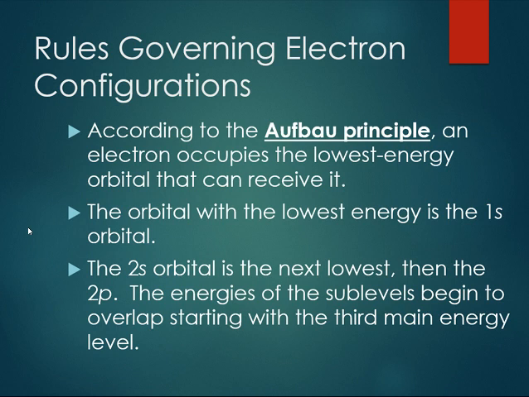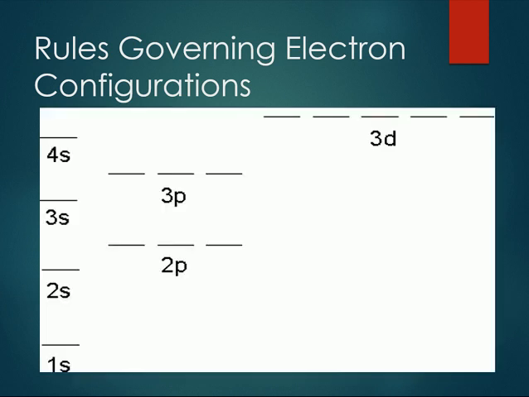If there's a low energy orbital, then that electron is going to fill that one instead of some higher energy orbital. The orbital with the lowest energy of all is the 1s orbital. The 2s orbital is the next lowest, and then the 2p. And the energies of the sublevels begin to overlap, starting with the third main energy level. You get a clearer idea of what that means looking at this diagram.